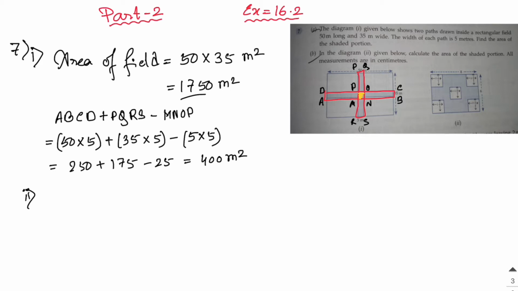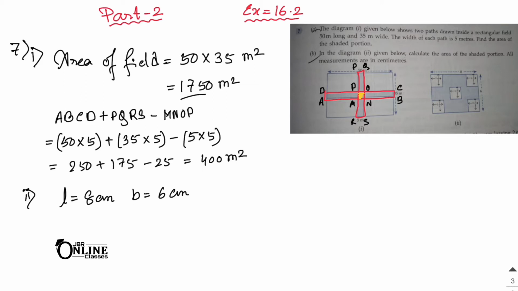In sum number 7.2, in the diagram given below, calculate the area of the shaded portion. All measurements are in centimeter. Okay, so here the length is 8 centimeter and breadth is 6 centimeter. Good. And there are 5 squares. Total 5 squares, and in each square the side is 2 centimeter.